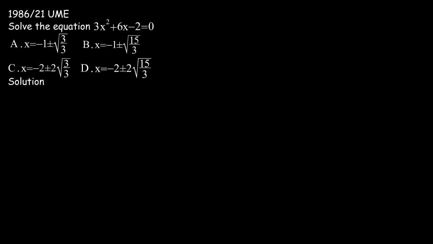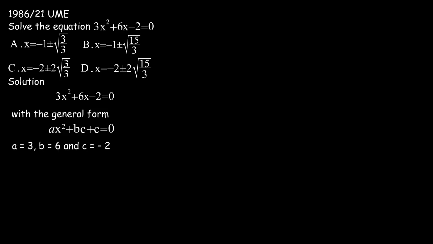We have another question from JAMB 1986, and it states: solve the equation 3x squared plus 6x minus 2 equals 0, and we're given the options. Now 3x squared plus 6x minus 2 equals 0. When we compare it with the general form, which is ax squared plus bx plus c equals 0, a is equal to 3, b is equal to 6, and c is equal to minus 2.